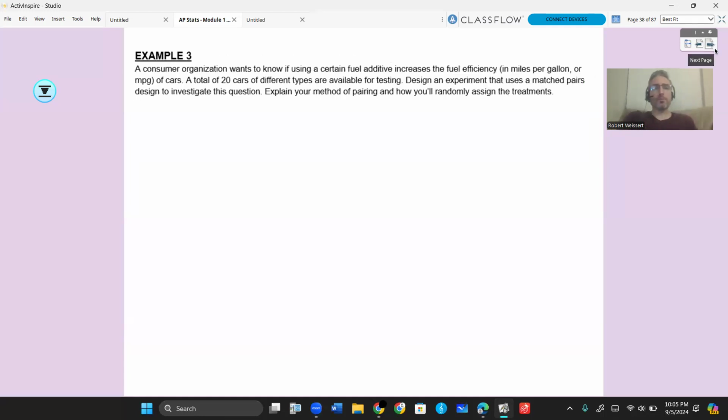Here's an example. A consumer organization wants to know if using a certain fuel additive increases the fuel efficiency in miles per gallon of cars. A total of 20 cars of different types are available for testing. Design an experiment that uses a matched pairs design to investigate this question. Explain your method of pairing and how you'll randomly assign the treatments. Now, in this problem here, every car is kind of different. You know, you pick 20 random cars on the road, chances are they're all going to have different fuel economies.